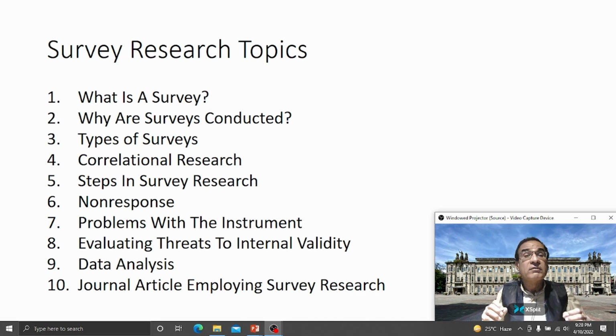First, what is a survey? Number 2, why are surveys conducted? Type of the survey, correlation research, steps in research, non-response after conducting the survey, problems with the instrument that you have designed for conducting the survey, evaluating threats to internal validity and reliability, and also data analysis after conducting the survey, and publishing an article in a journal which has been developed based upon the survey. So I will discuss these 10 points one by one.